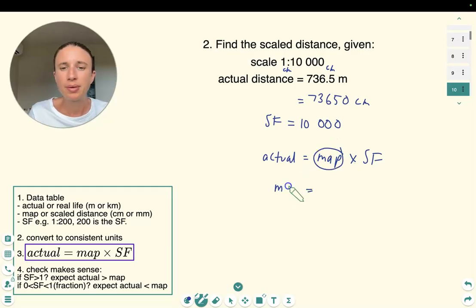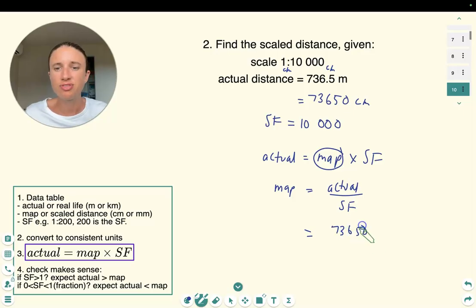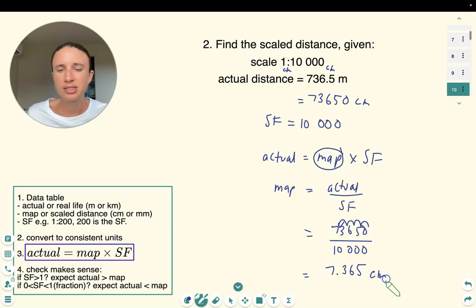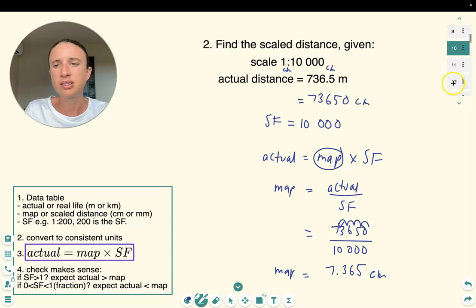Map equals actual divided by the scale factor. And the actual is 73650. Apologies for my handwriting. And the scale factor is 10,000. Dividing by 10,000, we get 1, 2, 3, 4. It should be 7.365 centimeters on our map. Okay, that's our scaled distance.